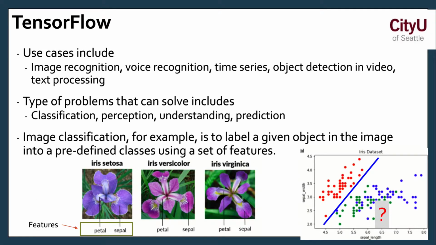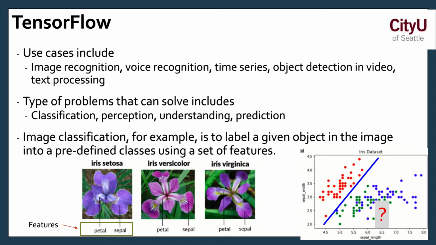Use cases include image recognition, voice recognition, time series, object detection in video, text processing, and a lot more, right? It helps you with classification, perception, understanding, and yes, prediction. That is the purpose because it's still part of AI, right?